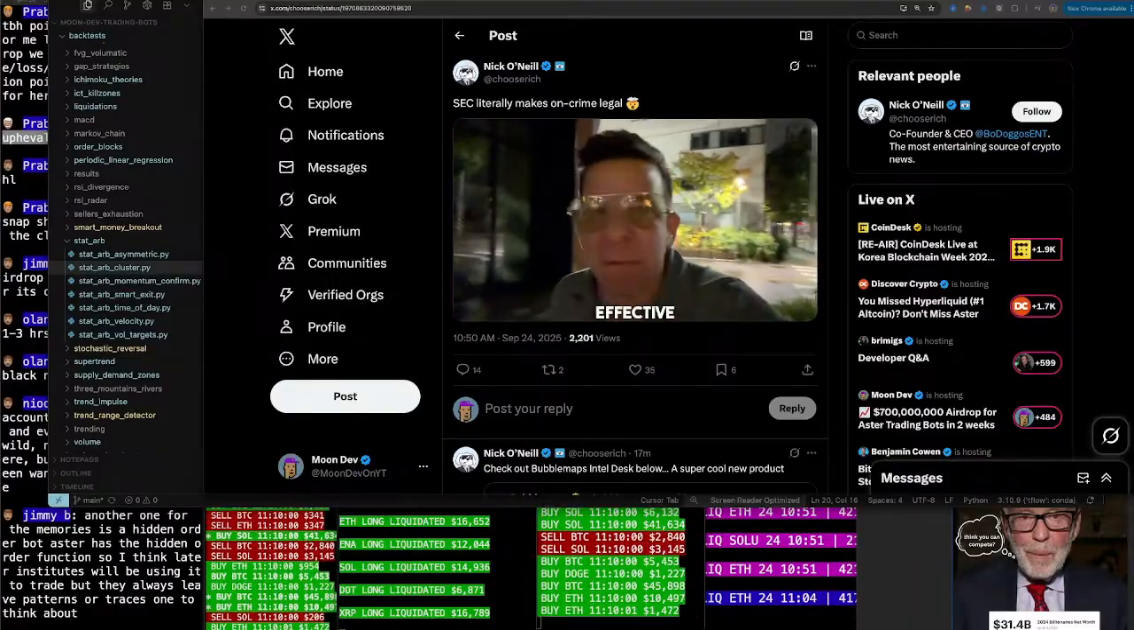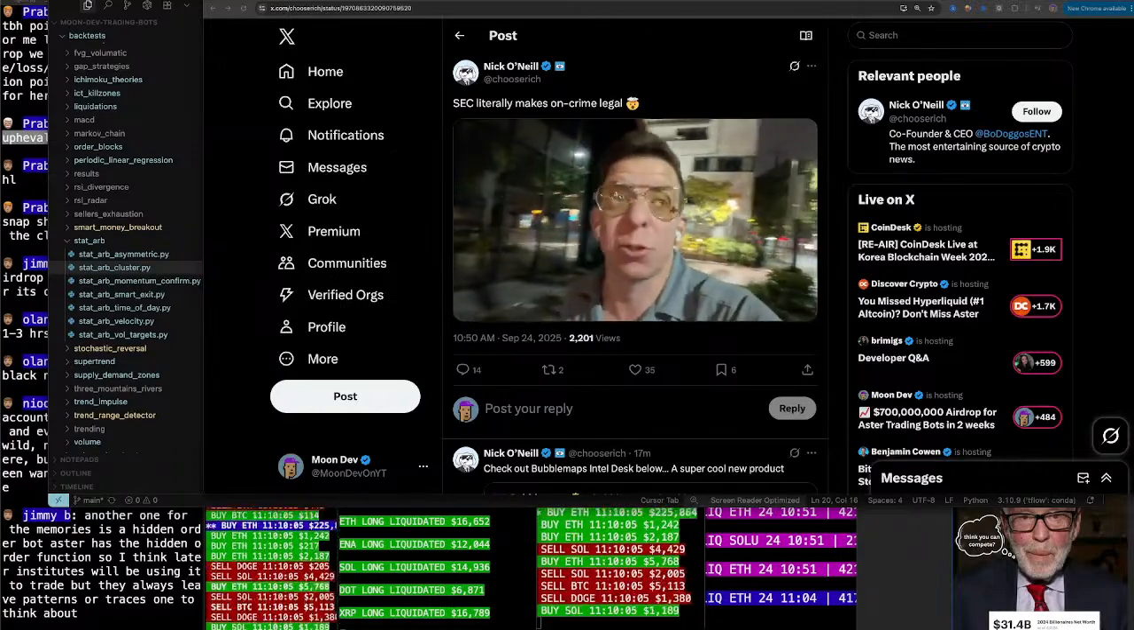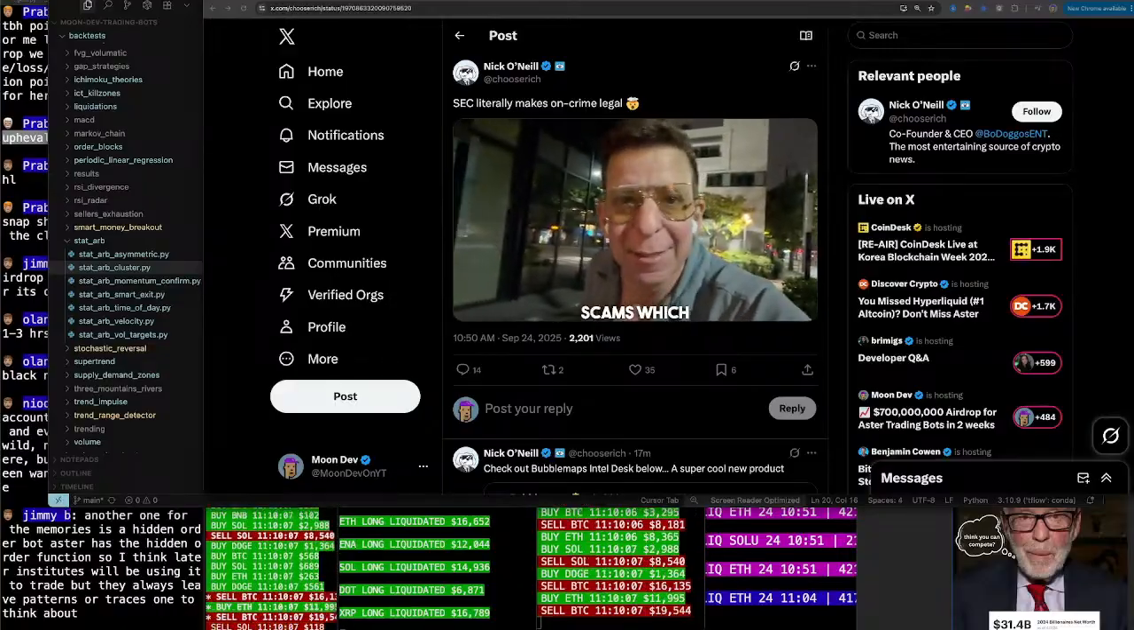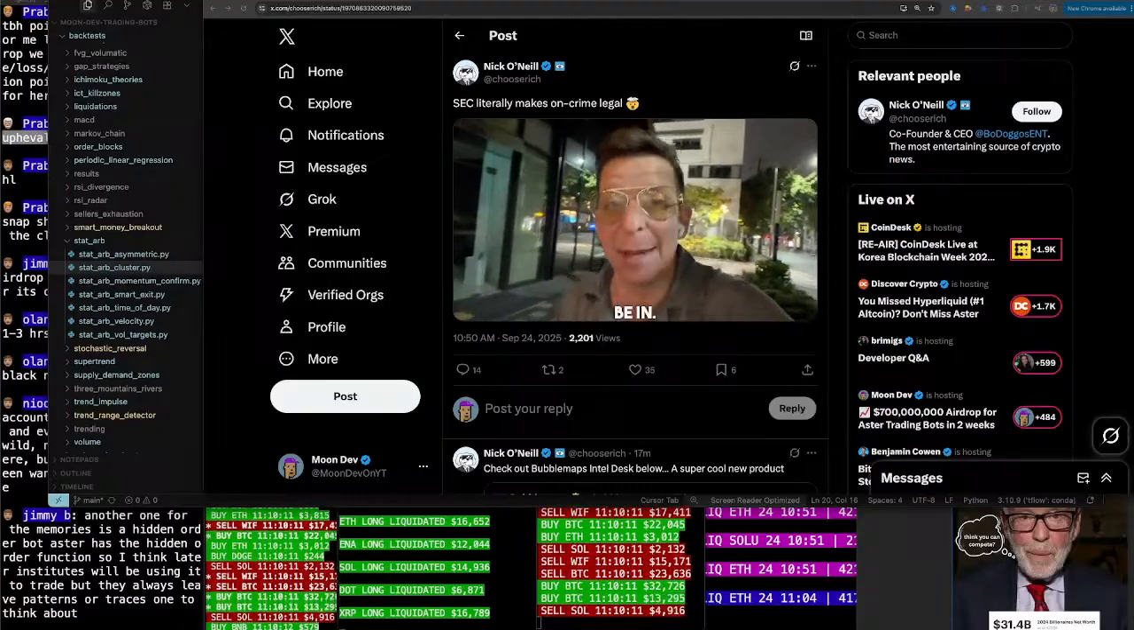Honestly, it seems like the most effective and lucrative thing to do in the current regulatory environment in the US is just run scams, which is honestly an insane position to be in.